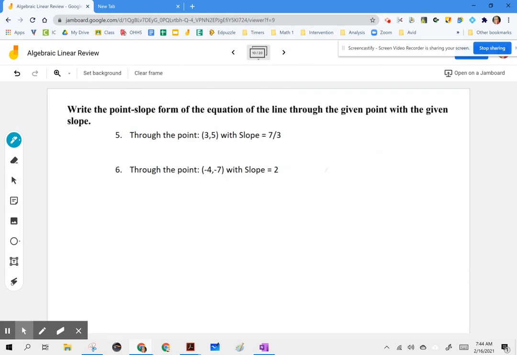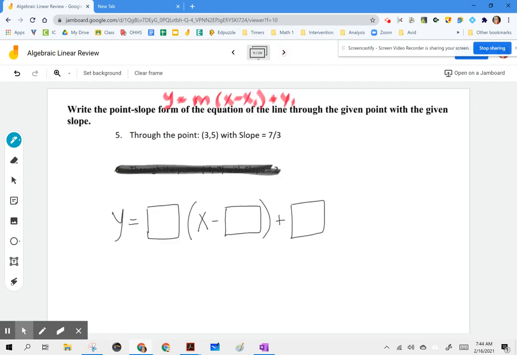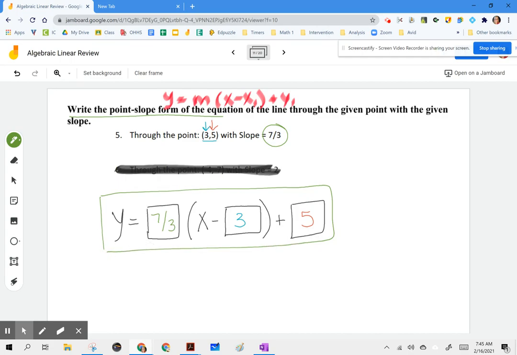So go ahead and try 5 and 6. All right, number 5, it says write the point slope form. So I wrote that above that. Through the point 3, 5. Now remember that this is the x. So the x coordinate goes alongside the x, and then the y coordinate, which would be 5, is going to go here at the end. And the slope is going to be 7/3, and that just goes right here in front. And it just said, write the point slope form. So I'm done. I don't need to simplify any further because there's no two signs back to back.